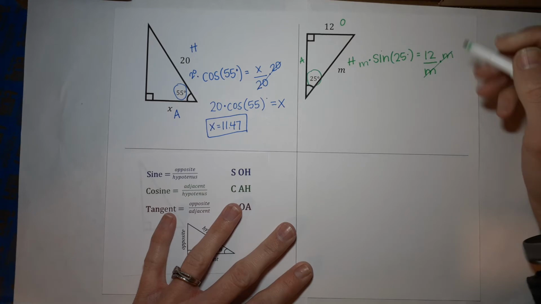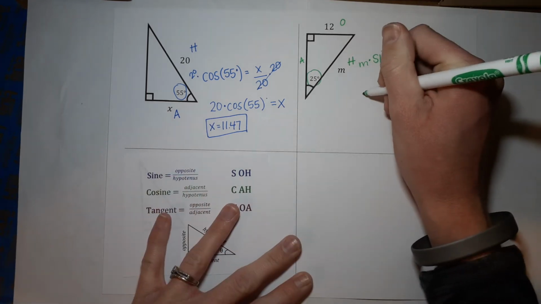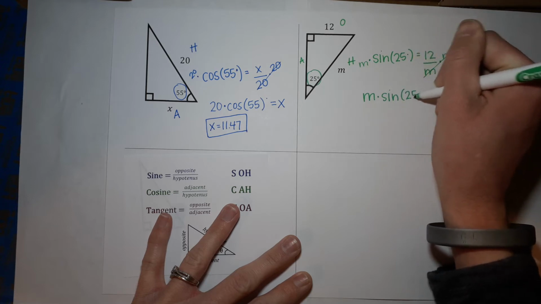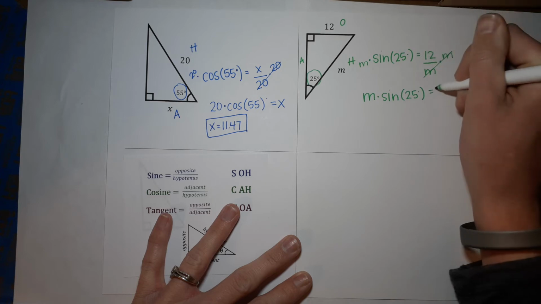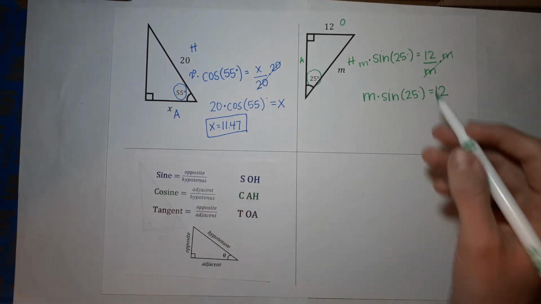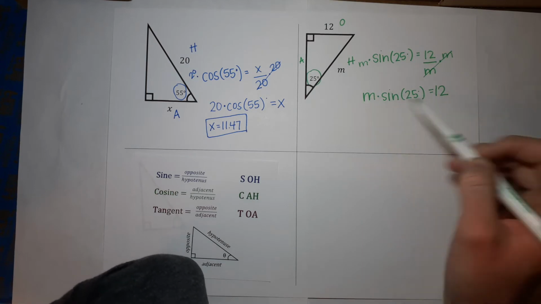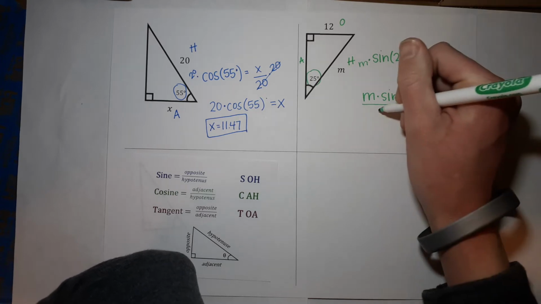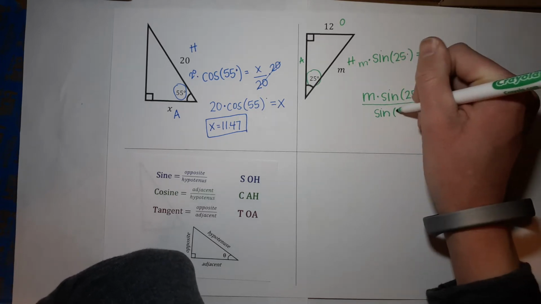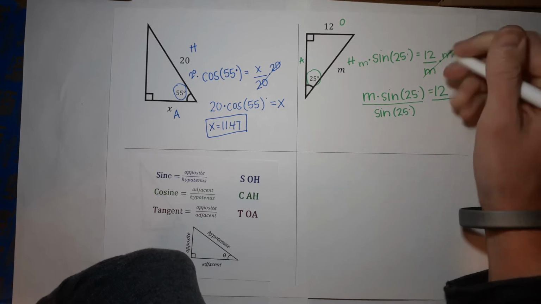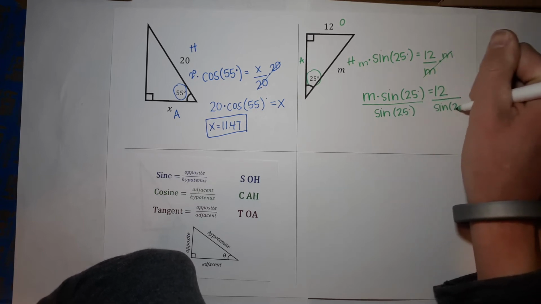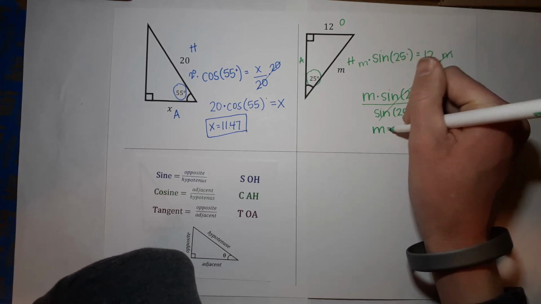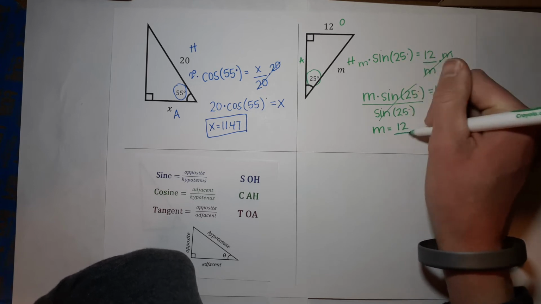So those cancel. So now I've got m on top. That's good news. So it's m times the sine of 25 degrees equals, all I have left over here is 12. Okay, we're closer, but not quite there. To get m alone, it is being multiplied by the sine of 25. So I'm going to divide by the sine of 25 degrees, both sides. You didn't know there could be this many letters in math, right? Okay, so those go away. So now m is all by itself, which is great. That's what I wanted. And over here, I've got 12 divided by the sine of 25.